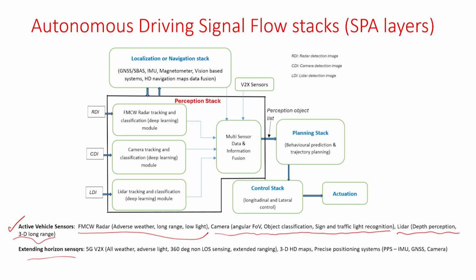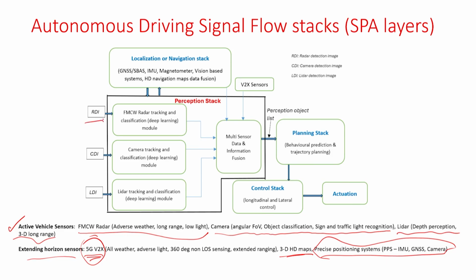There is something called extended horizon sensors. What are they? They are 5G V2X. This will be very much there on European roads, and for Indian roads this is also coming soon. You have 3D HD maps from Google Map, high resolution maps, and you have a positioning system which will give you the instantaneous position of your car using IMU, GPS and camera. Okay. So, this is the total flow diagram of autonomous driving.